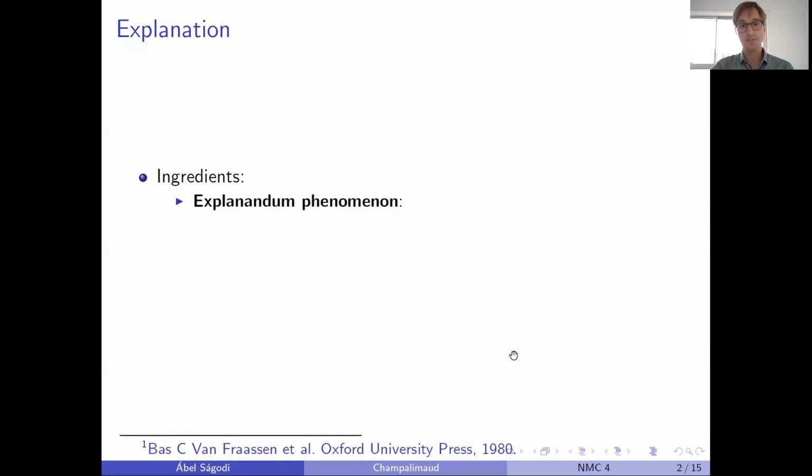An explanation can be considered to have two main ingredients: the explanandum phenomenon, for which we'll be considering any kind of temporal dynamics in the brain, like the action potential or synchronization of neurons, or a decision being made. Second, we will be looking at the explanans, which can be any kind of dynamical system.